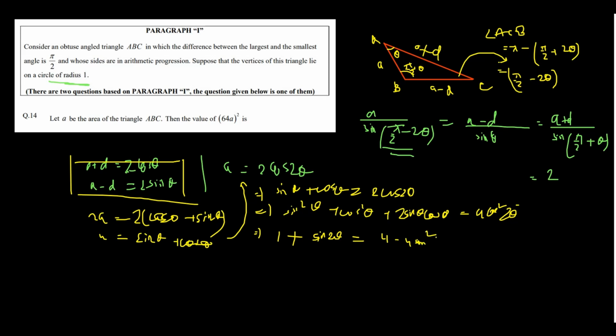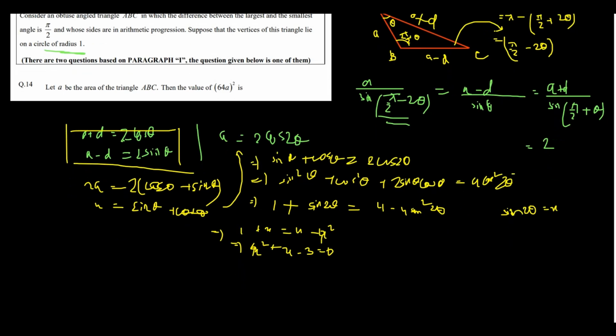sin squared 2 theta. Now if we let sin 2 theta, which is the main variable in this equation, be x, we will get the equation 1 plus x equals 4 minus 4x squared. So 4x squared plus x minus 3 will be equal to 0.